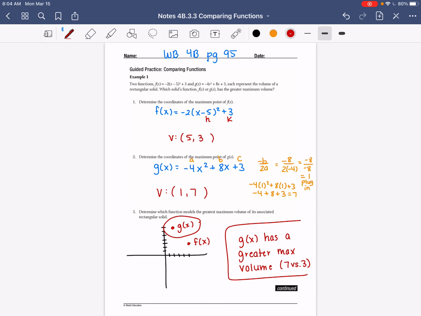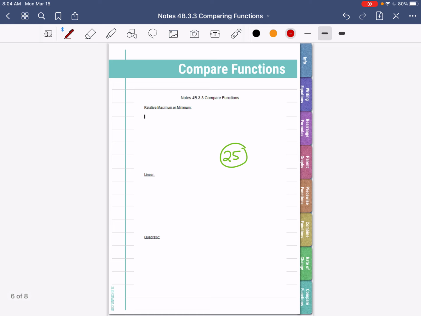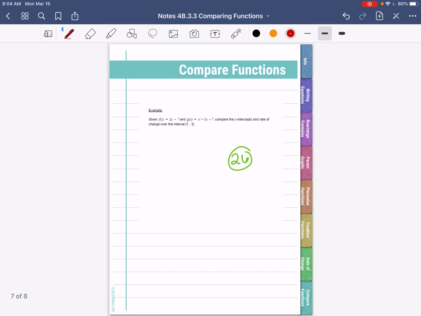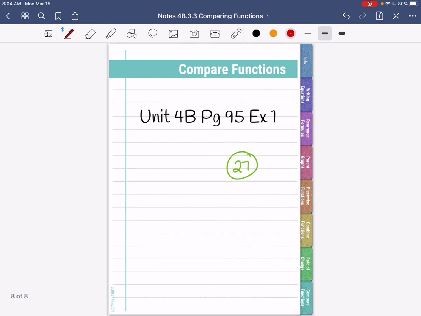All right, so on your homework tonight, it's Delta Math. You're going to be comparing functions, rate of change, y-intercepts, maximum and minimum values. You're going to put your notes in on slide 25 for the notes part. The first example goes on slide 26, and then page 95 goes on slide 27, and that's it.